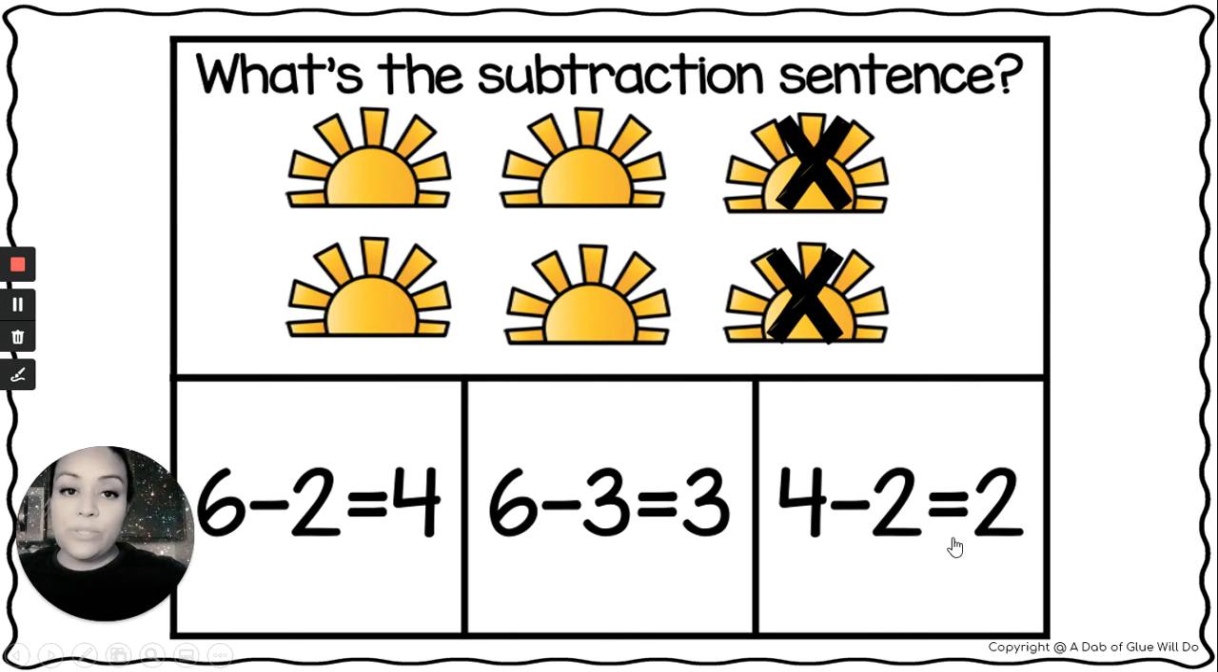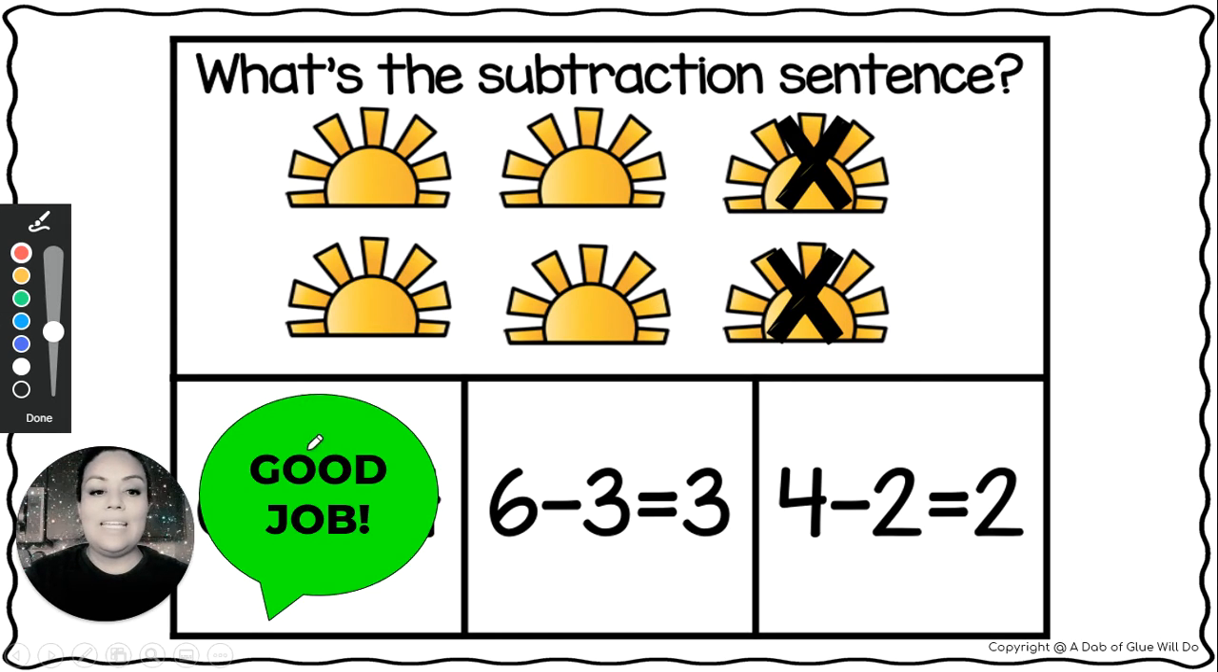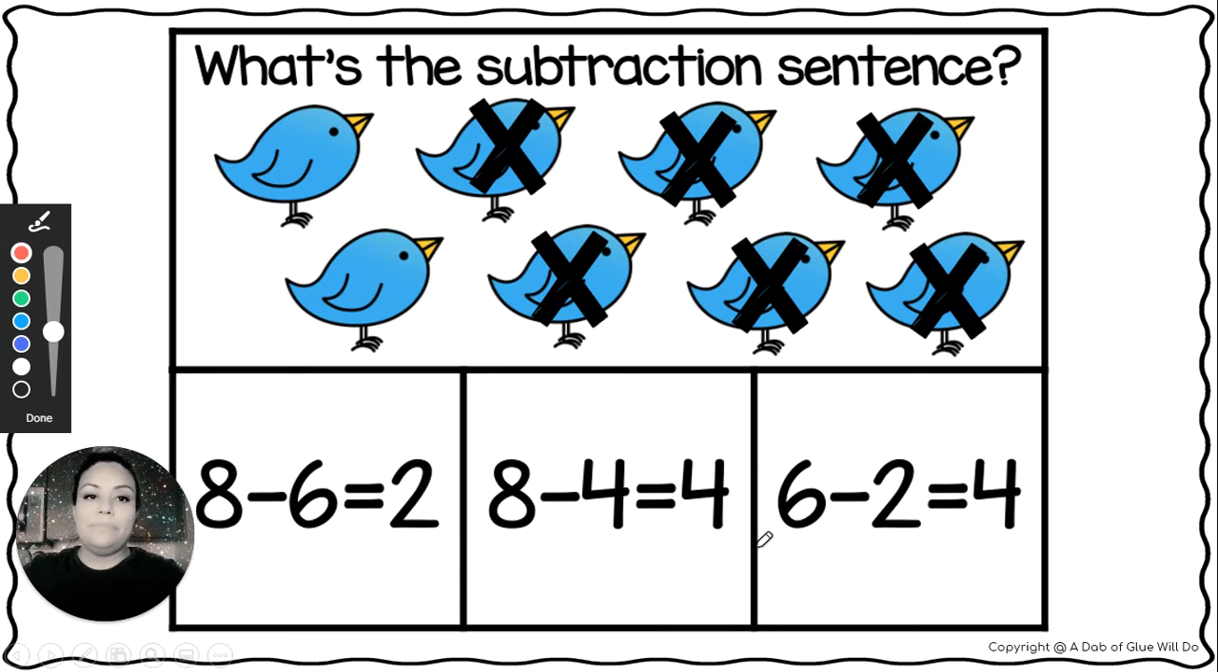Let's take a look at our story. We have 6 suns, and 2 are crossed out. 6 take away 2 equals how many? That's right. 6 take away 2 equals 4. How do you know that? What can you do to find out if that was the answer? Absolutely. You can count the ones that are left. 1, 2, 3, 4. You can also use your hand. So if you had 6 and you took away 2, how many do you have left? 4. That's right. 6 minus 2 equals 4. And that one is right here. Awesome job.